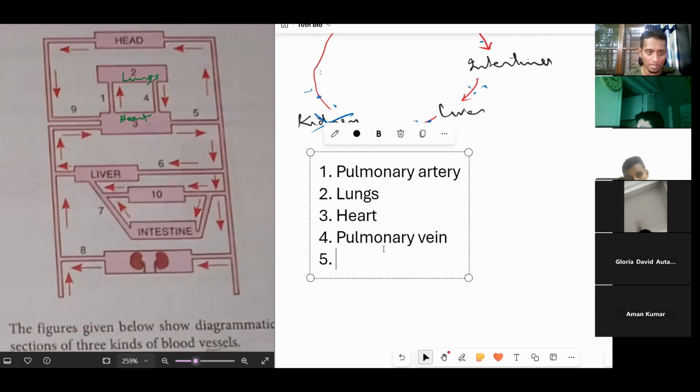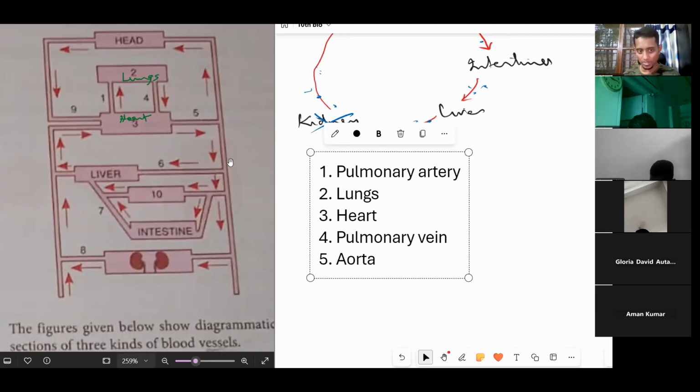Next, what's number five? Arteries? Name it. It's leaving the heart. What's it, artery? Yeah, it's an artery, but which artery? The main artery which leaves the heart. Aorta. You remember what's aorta? It's a blood vessel that leaves the heart, right? Aorta. It's the biggest artery, taking all this oxygenated blood.